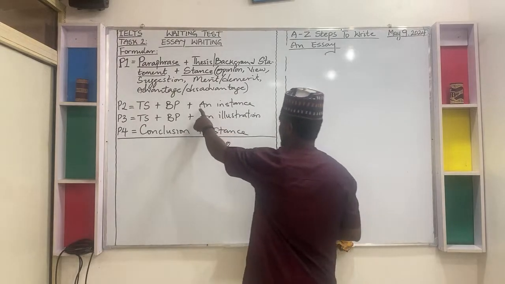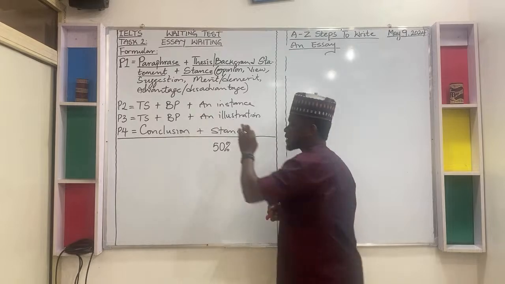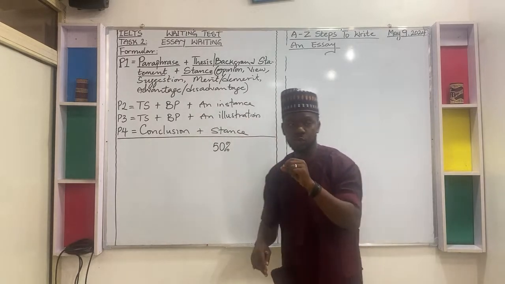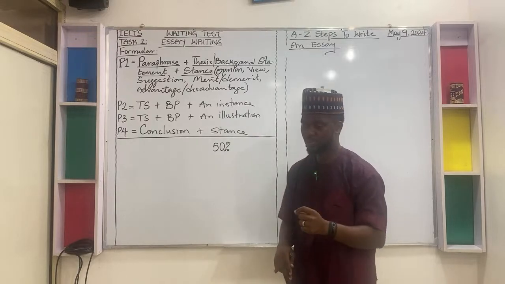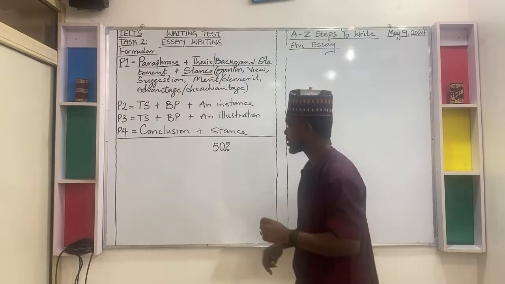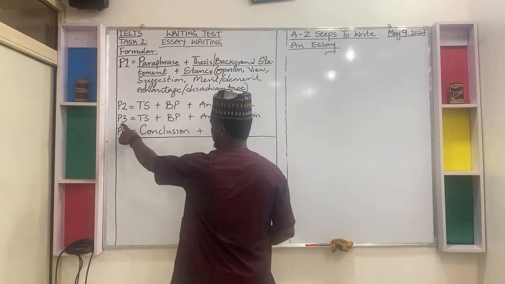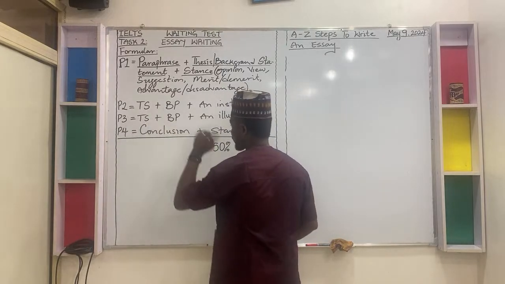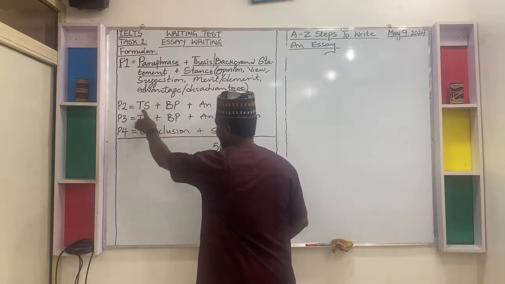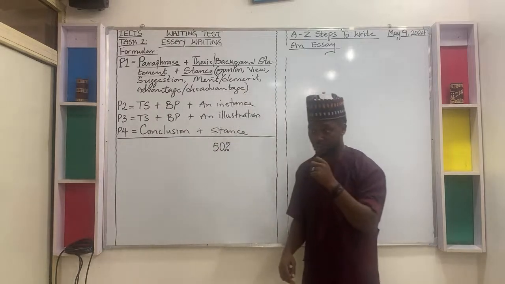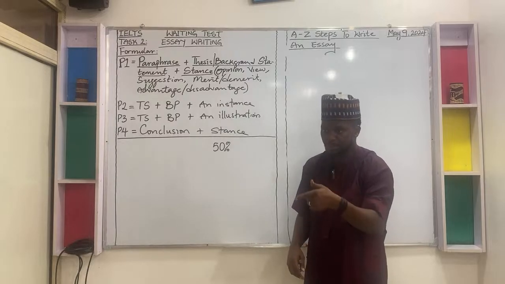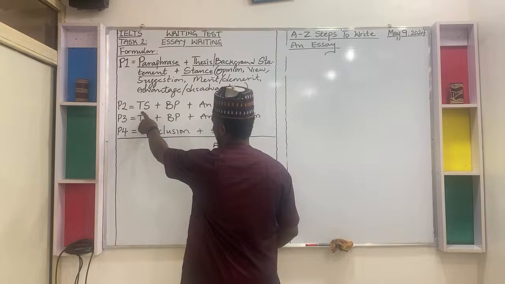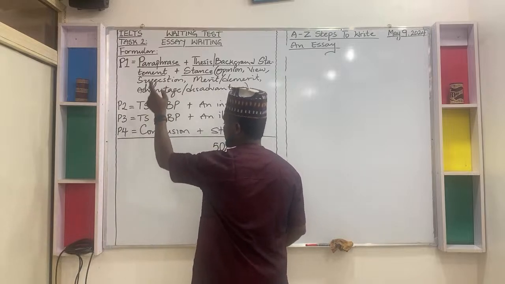Then after that, you bring in your example, an example you wish to use to further buttress your body paragraph, right? Same thing applies when you're treating your 3rd paragraph. You need to bring in a topic sentence. Of course, the topic sentence has to be different from what you discussed in paragraph 2, right? You don't repeat the same topic sentence in paragraph 3. So whatever you may have discussed in paragraph 2 must be totally different.